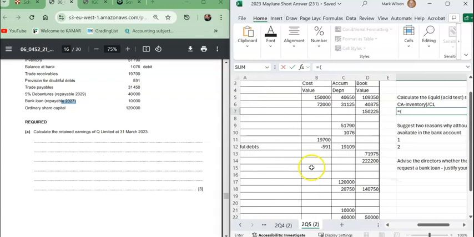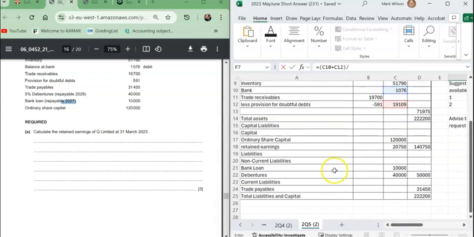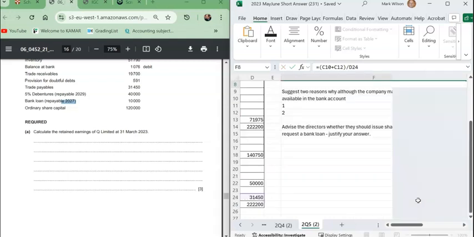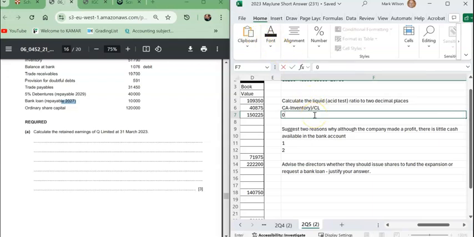I'm going to open my brackets. So we're going to put these ones together. So it's going to be bank plus trade receivables, divided by current liabilities, which is that payable there. What figure did we get? 0.64. And the answer is to 1.